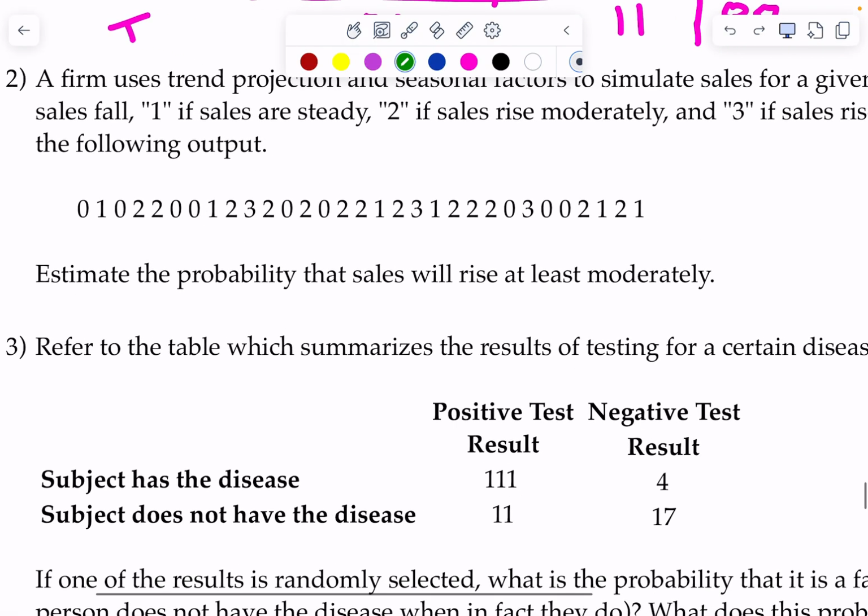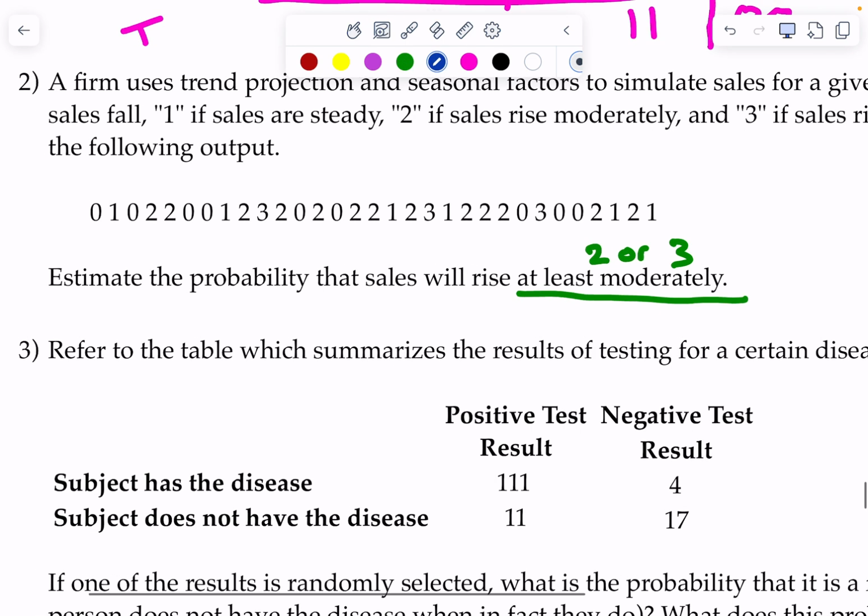Estimate the probability that sales will rise at least moderately. What does that mean we're looking for? At least moderately. So 2 or 3. We're looking for 2s or 3s. That make sense? Okay, how many do we have total? Does it say? I counted 31. 1, 2, 3, 4, 5, 6, 7, 8, 9, 10, 11, 12, 13, 14, 15, 16, 17, 18, 19, 20. My eyeballs are hurting. 21, 22, 23, 24, 25, 26, 27, 28, 29, 30, 31. I counted 31 as well, right?